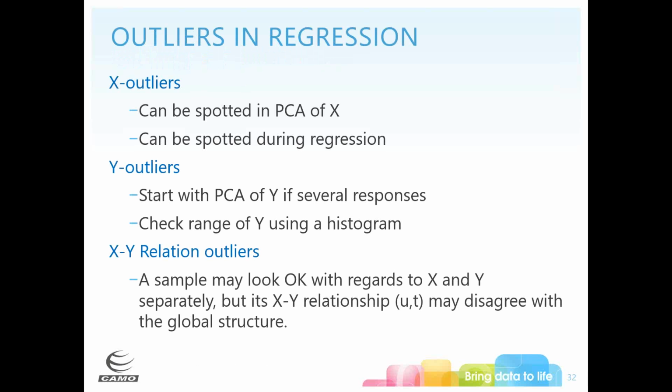Your Y outliers can be if something's an extreme sample in your Y, like really low or really high. And if you have more than one Y response, you can do a PCA of those to figure those out. You can also check the range of your Y using histograms to highlight where those are. And sometimes there is only a broken relationship between the XY relationship rather than one or the other. And there are some tools in The Unscrambler for looking at that as well.